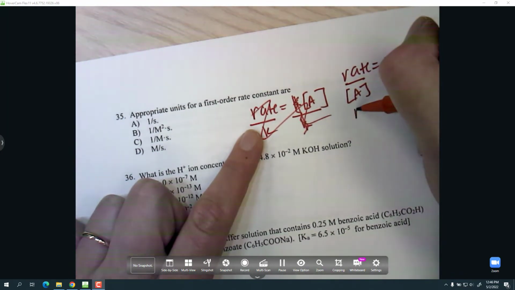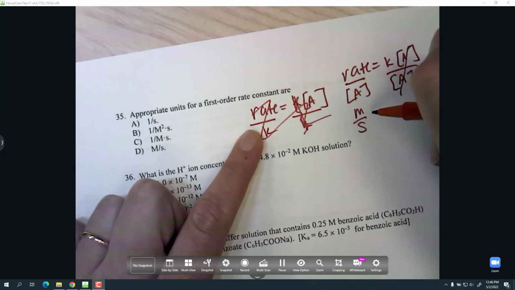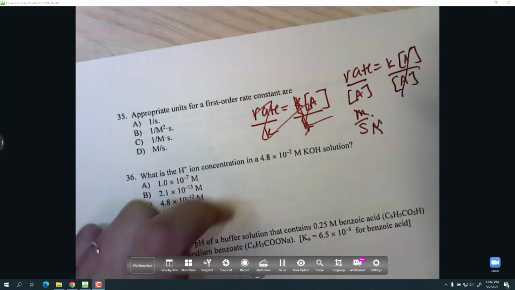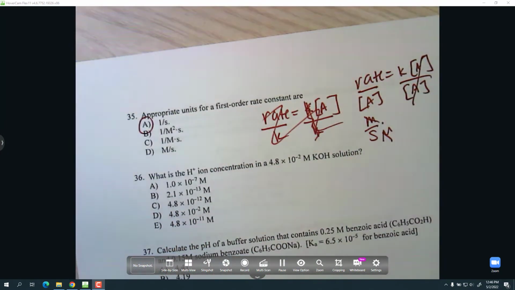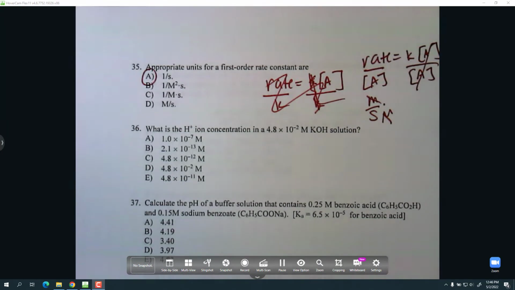So the rate would be molarity divided by seconds, and then the concentration would be molarity. So those would cancel, and you'd have 1/seconds. Or you could just memorize that. That is the unit for a first order rate constant.